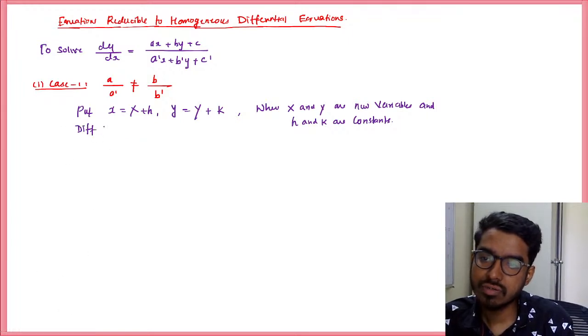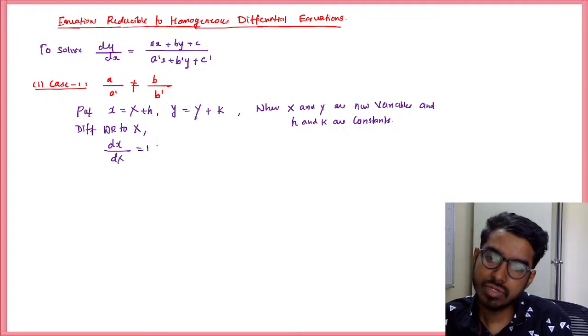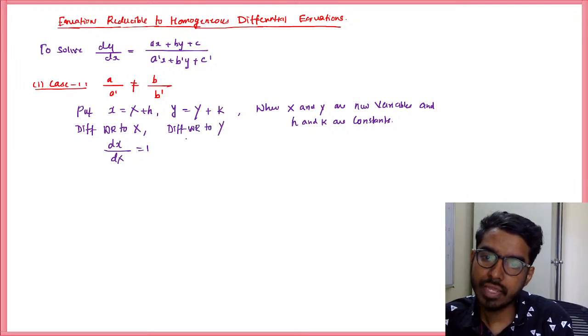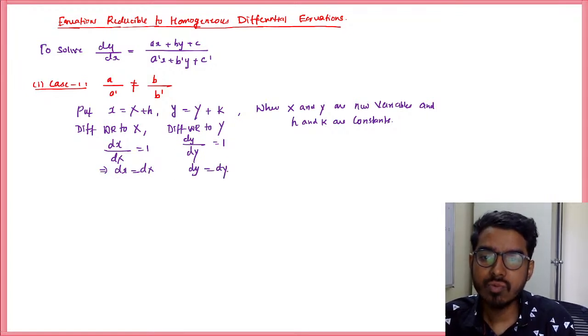Differentiate with respect to capital X. So dx by capital dX is equal to 1, and here I'm differentiating with respect to capital Y. So dy by capital dY is equal to 1. This implies dx is equal to capital dX, and dy is equal to capital dY, right?